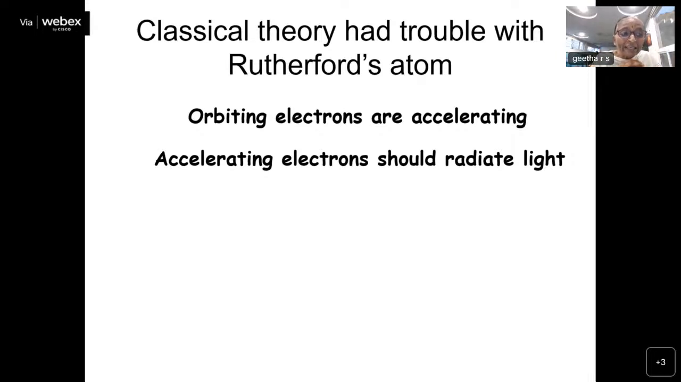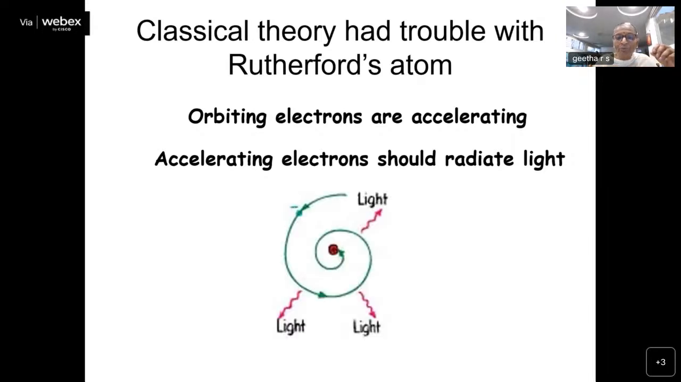And when it radiates energy, what happens? It cannot be in that big orbit, far away from the nucleus. So its orbit will become smaller and smaller, and finally it should fall onto the nucleus, the positively charged, very dense nucleus. Then it will become the plum pudding model. But that is not so, because atoms are very, very stable. The plum pudding model is not giving any experimental evidence for that.